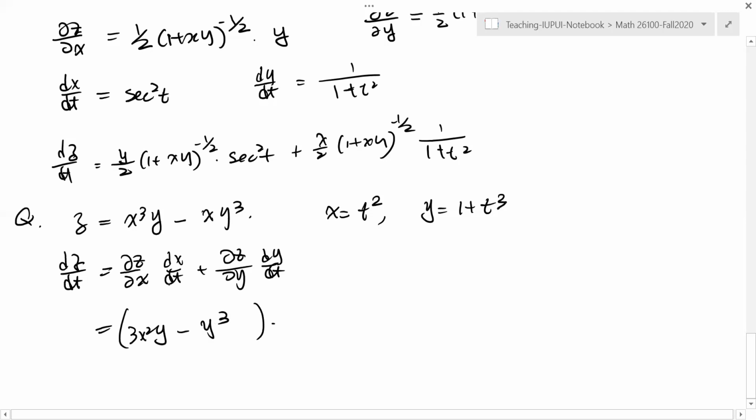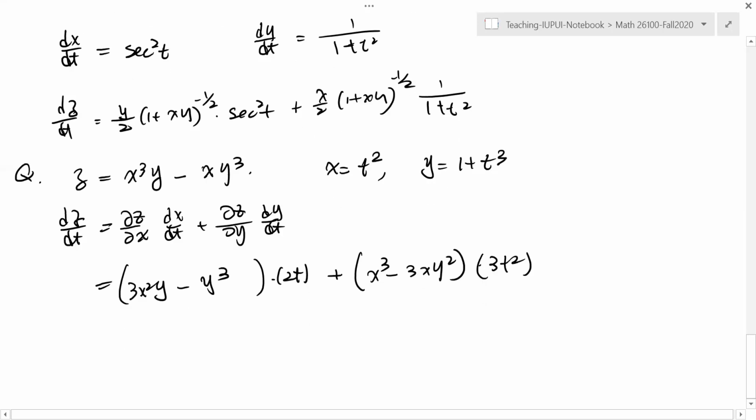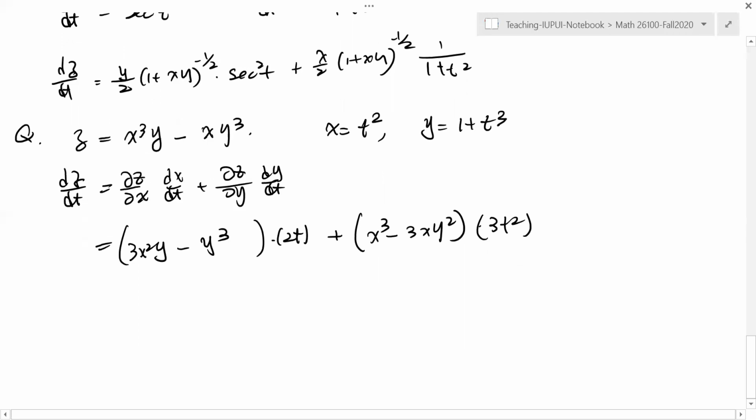Okay. Then the derivative of x with respect to t will be 2t. And then the next term, the derivative of z with respect to y, will be x cubed minus 3xy squared. Then the derivative of y with respect to t will be 3t squared. So this is almost the answer, but it's harder to simplify. You can take a y out, or an x out, but take the y out. If you use Maple, it can quickly simplify. Otherwise, I'm going to leave it like that.